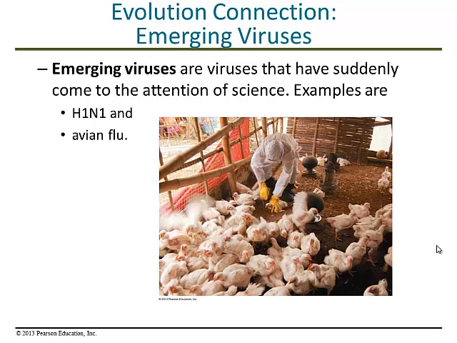So the evolutionary connection, emerging viruses. Viruses can reproduce at a very fast rate, and they can mutate at a very fast rate. That's why they're such a pain in the keister. Viruses have suddenly come to the attention of science because every once in a while one of them is very virulent and makes us really sick. H1N1 and the avian flu happen to be on the forefront, at least right now anyway.